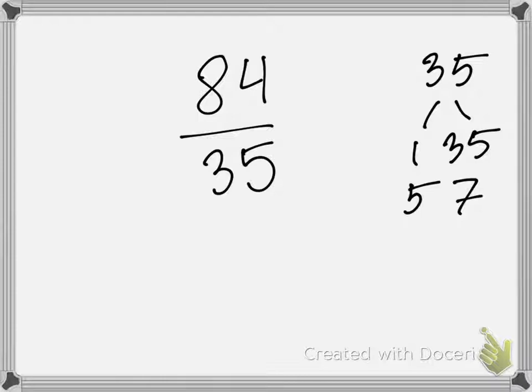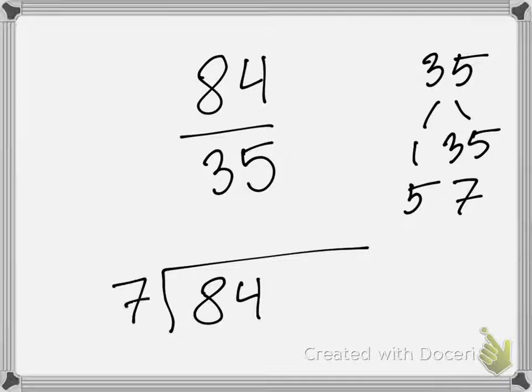Hey guys, 84. Is 84 divisible by 5? No, because it doesn't end in a 5 or a 0. So what's the only number it possibly can be divided by if we try to simplify? Madison? 7, exactly. So let's see if it works.